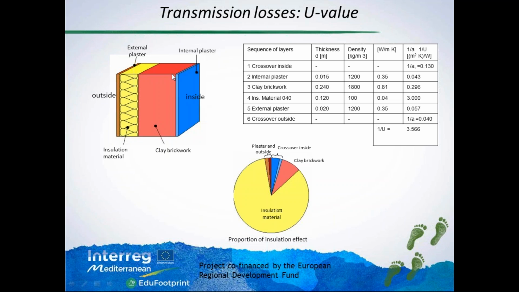If we see, this is a section of the wall. We see that inside we have an internal plaster, we have a brickwork, and then we have some insulating materials and the outside plaster. We see here in this graphic, which describes the proportion of the insulation effect between all these materials, that the 12 centimeters of insulating materials have 80% of the insulation effect with respect to the other parts of the wall, which are very, very heavy.